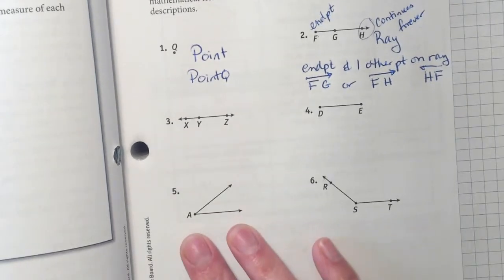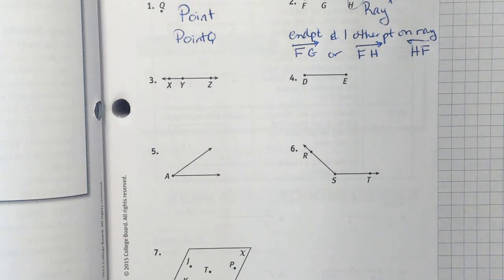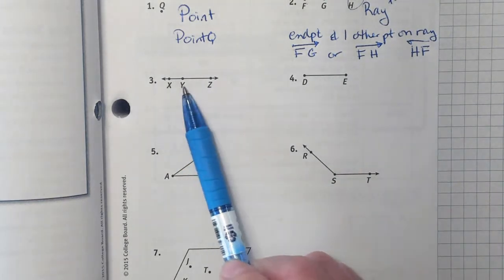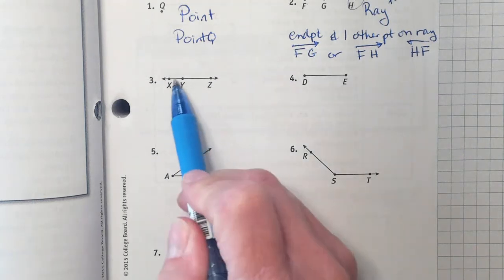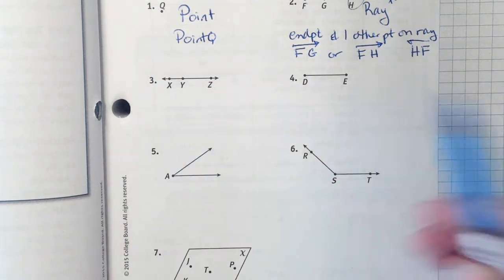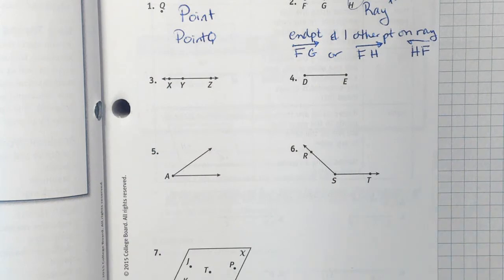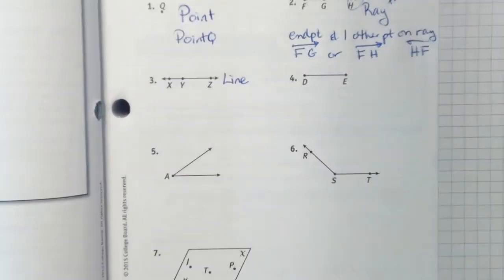So let's take a look at number 3. I'll try to keep my book and page as straight as possible. So on number 3, I see 3 different points, point X, point Y, point Z. I see a variety of rays where we could go from X to Z, or Z to X, or Y to Z, or Y to X. But this one is actually asking us to look at it as a line.